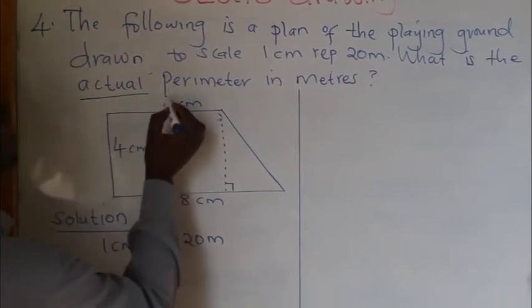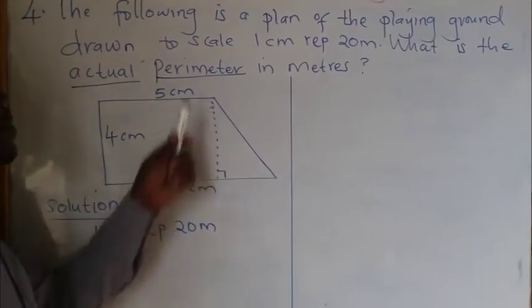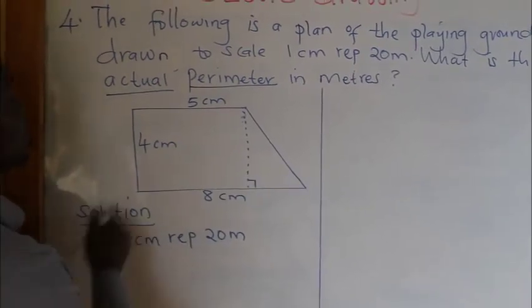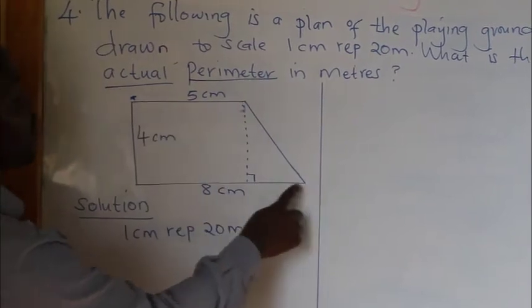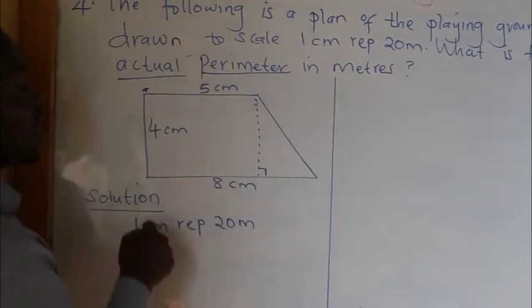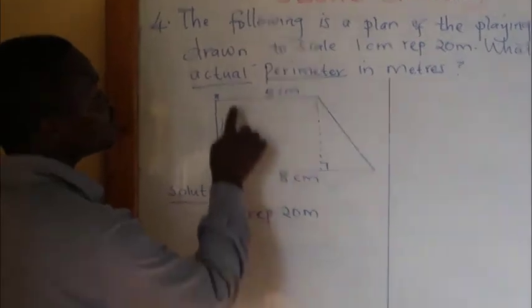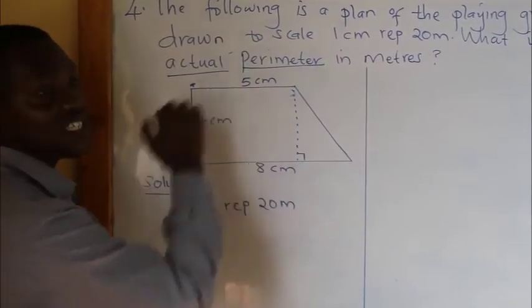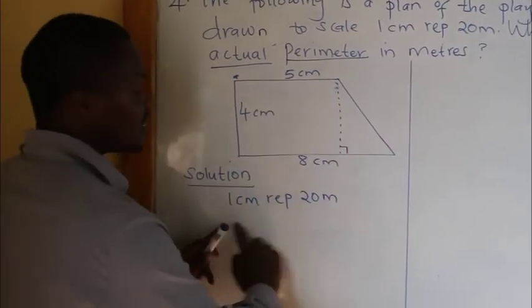So the question is, what is the actual perimeter? When we interpret this question together, perimeter is the distance around a given figure. That is, if this is a field, I think we have done this before, you have to go around this particular field up to where you started from. That is perimeter, so you can add round. But before we arrive at that point, there are some things that we need to do here. We need to know what is the real length that was represented by 5 centimeters, similar to 4, similar to 8. But now we have to convert using the scale.